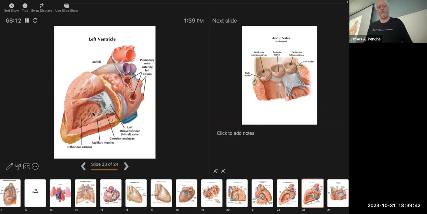The left atrioventricular valve has a couple of alternate names. It's also called a bicuspid valve because unlike the one on the right, this valve only has two cusps. It's also called the mitral valve. And I forget what the word mitral means in Latin or Greek.